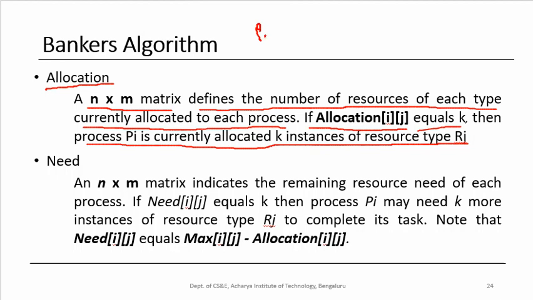So it is a matrix of order n cross m. How many rows will be there? That will be equal to the number of processes running in the system, and how many columns there would be depends on how many types of resources are available in the system. Suppose if 4 types of resources are available in the system, then this matrix would have 4 columns and 3 rows, like this.